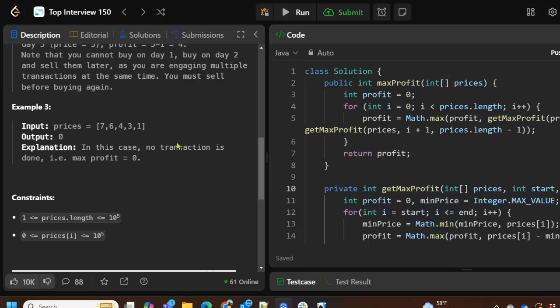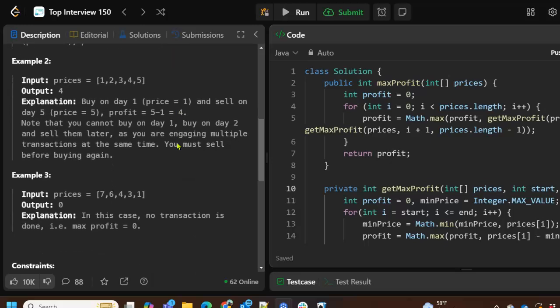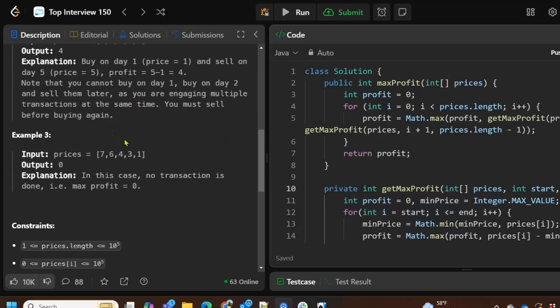Constraints. Yeah, this is at most 2 transactions. Okay, now what is this one? This one, you would just have 1 transaction. You would buy on day 1, sell on day 5. Again, note that you cannot buy on day 1, buy again on day 2. You got to sell before you buy again. This one, there is no way to make a profit there, so your max profit is going to be 0.